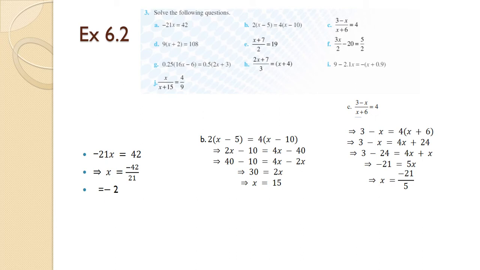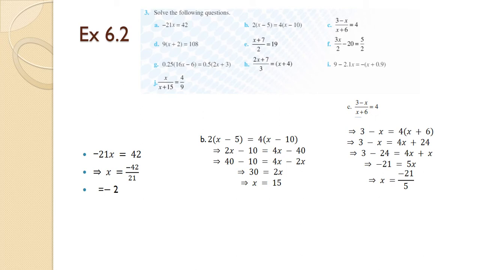So I get 40 minus 10, that is, I am shifting the minus 40 to the other side of the equation, it becomes plus 40. So I get 40 minus 10 is equal to 4x minus 2x. So 40 minus 10 is 30 and 4x minus 2x is 2x. So I get x is equal to 15.